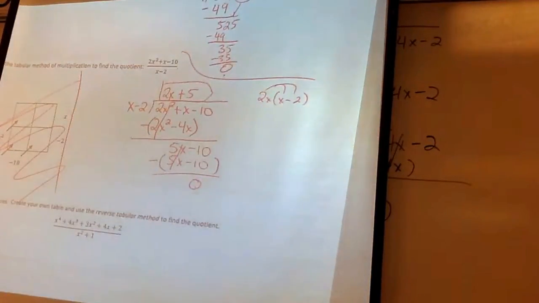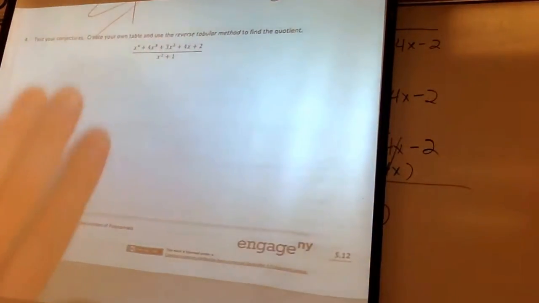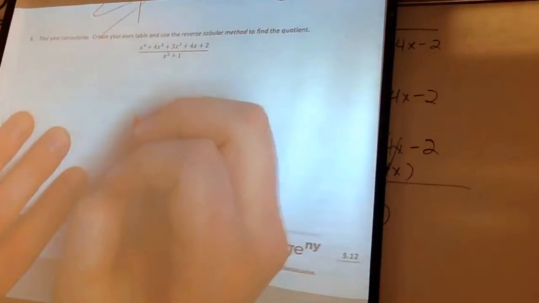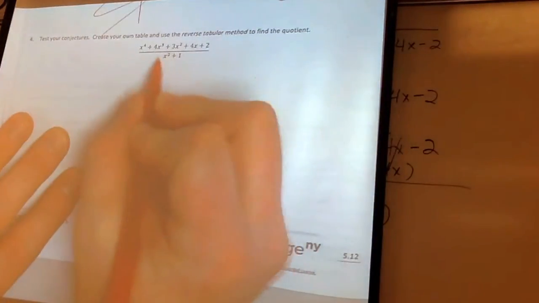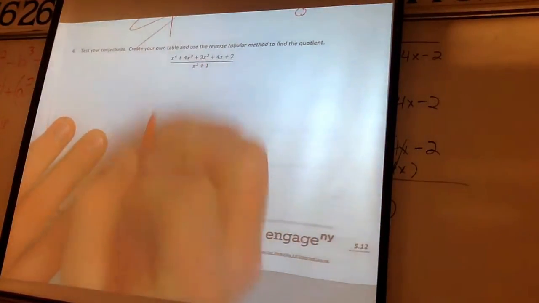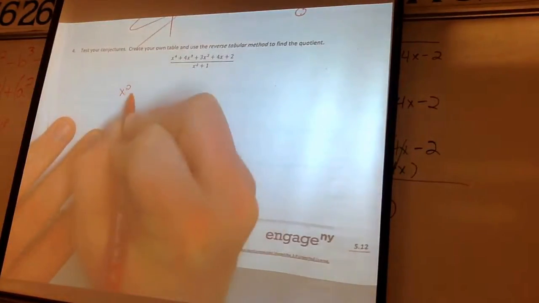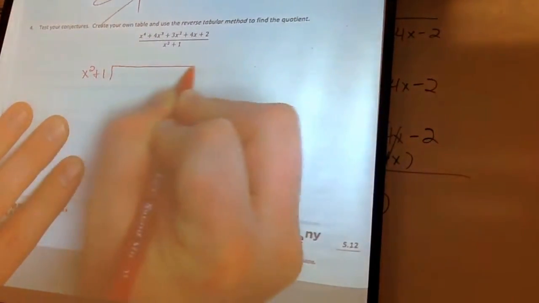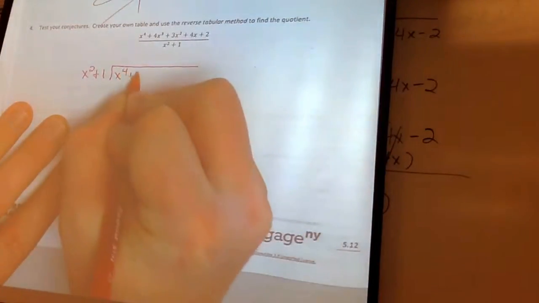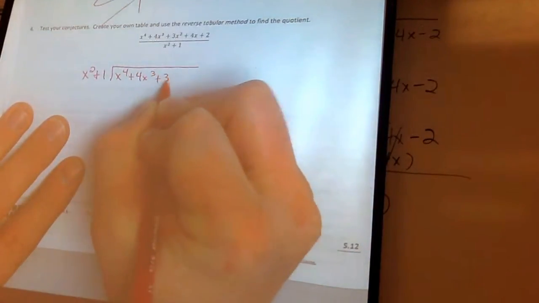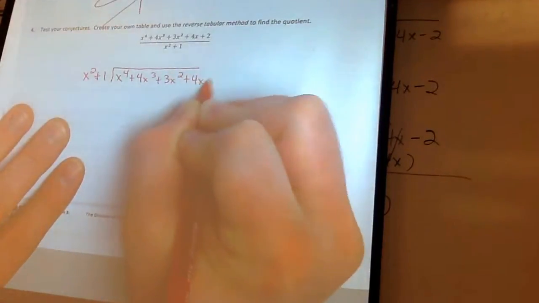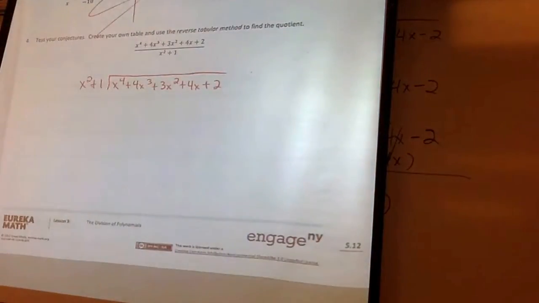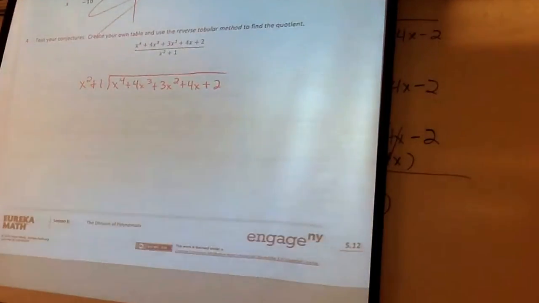Let's do a slightly harder one down here. So is the bottom always going to be in the front? Yes. Whatever you're dividing by is always the one that goes on the outside. So we'll do x squared plus 1 on the outside, and inside x to the 4th plus 4x to the 3rd plus 3x squared plus 4x plus 2. A little something different will happen here. It's not hard, you'll see.